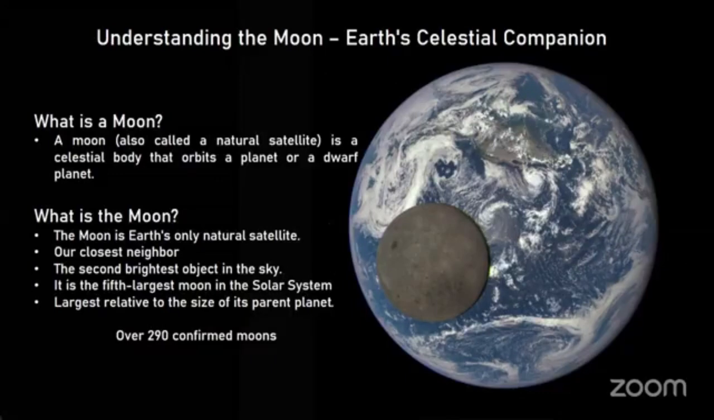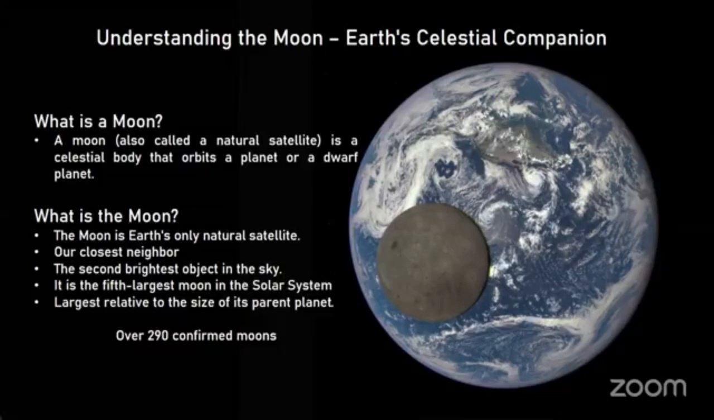Then, it is the second brightest object in the sky. The moon is the second brightest object in the sky. The brightest object in the sky is the sun. Then we have the moon. Then we have the International Space Station, and the list goes on and on.